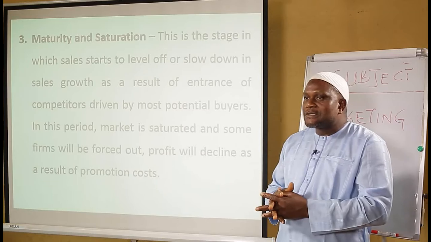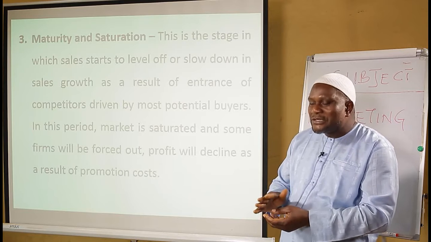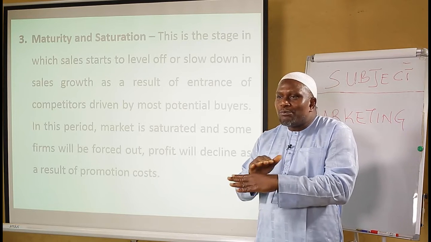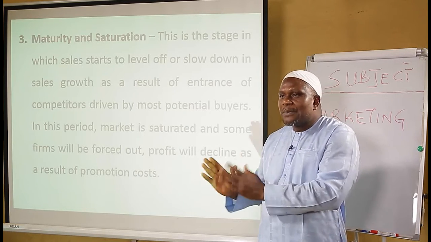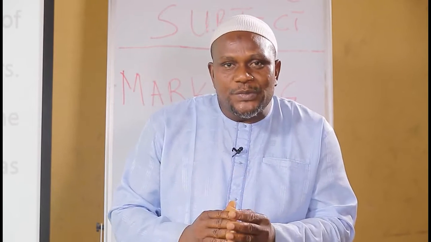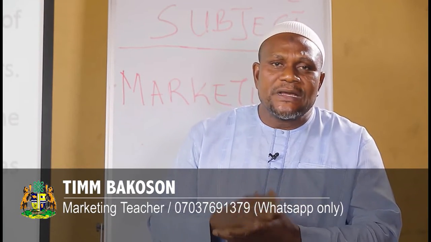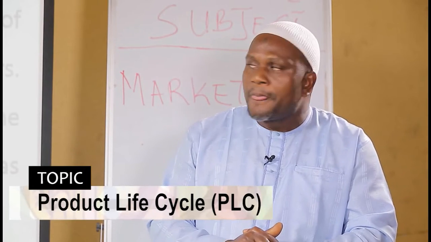Now, at this stage, which is maturity and saturation, competitors will always come because you've gained a larger portion of the market. You've gained a proportionate portion of the market. That proportionate portion of the market is what the competitor wants to come over and take. They want to edge you out, as the case may be. So you have to be very buckled up and make sure that you do a lot of promotional activities, advertisement, public relations, publicity, and the rest of them.